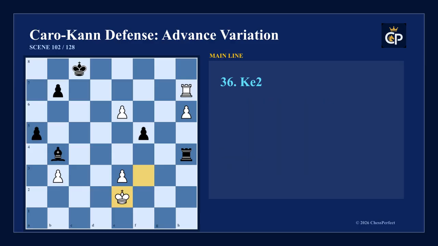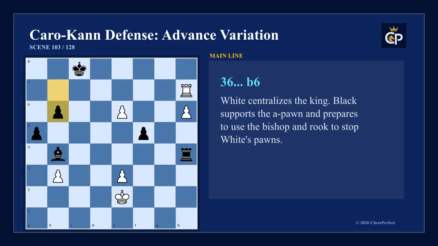King e2. b6. White centralizes the king. Black supports the a-pawn and prepares to use the bishop and rook to stop White's pawns.